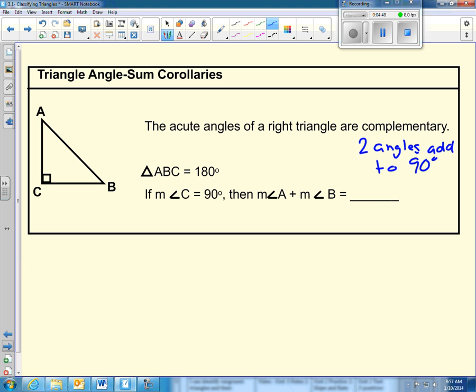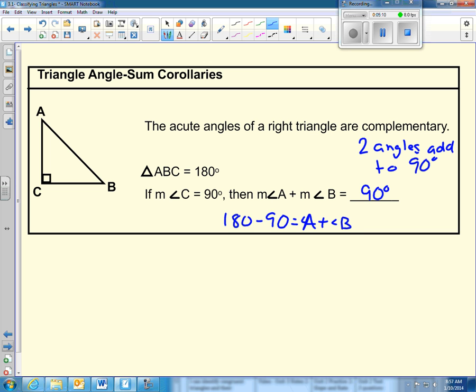So triangle ABC has a measure of 180, which we know from our triangle sum theorem. If the measure of angle C is 90 degrees, well, let's think about this. If we subtract that out, that's going to tell us what angle A plus angle B is. Well, 180 minus 90 is going to be 90 degrees.